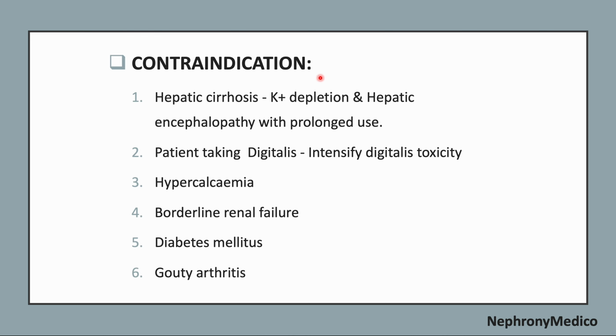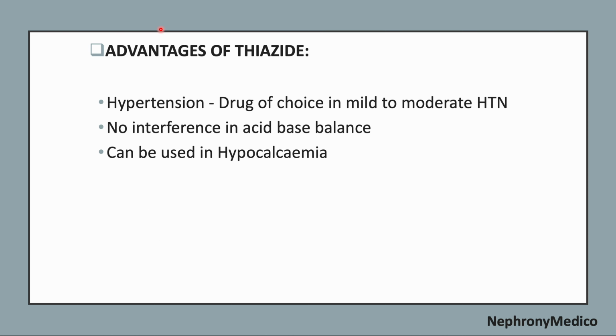Now, contraindication. Hepatic cirrhosis, patient taking digitalis, hypercalcemia, borderline renal failure, diabetes mellitus, and gouty arthritis. Advantages of thiazide diuretics. In hypertension, it is a drug of choice for mild to moderate cases. There is no interference in the acid-base balance, and it can be used in hypercalcemia.